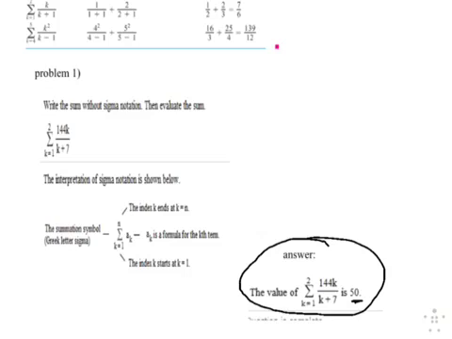A little bit of reminders about language then. The index k starts at 1, that's your index starting at 1, goes to n, that's your stopping point, and a sub k is a formula for the kth term of the series. Alright, let's try the next problem.